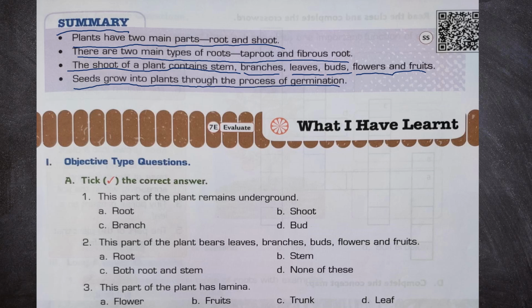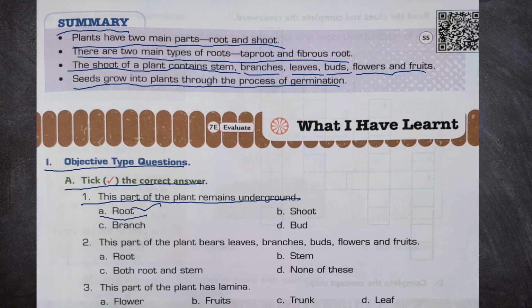Now, objective type questions. A. Tick the correct answer. This part of the plant remains underground. We have options root, shoot, branch, and bud. So, the right option is root. Root is the part of the plant which remains underground.